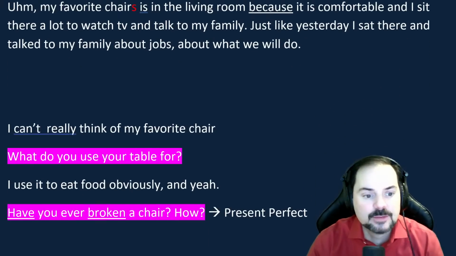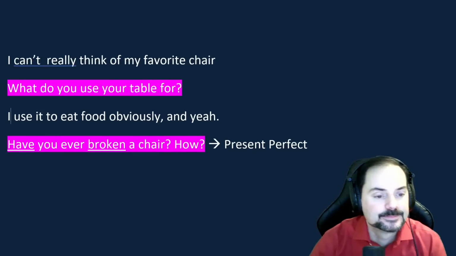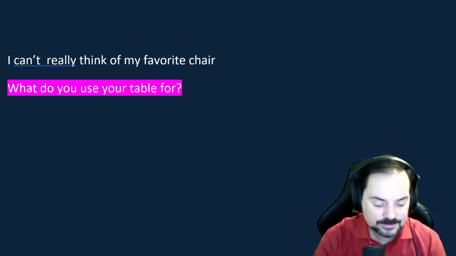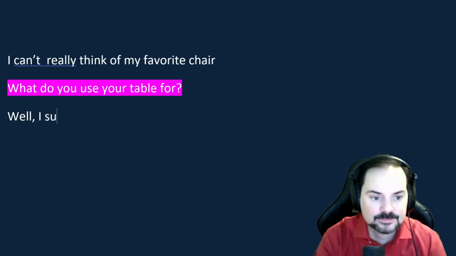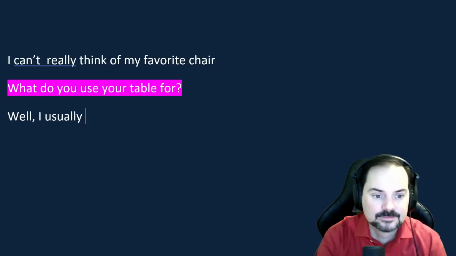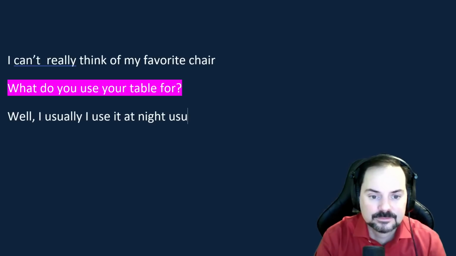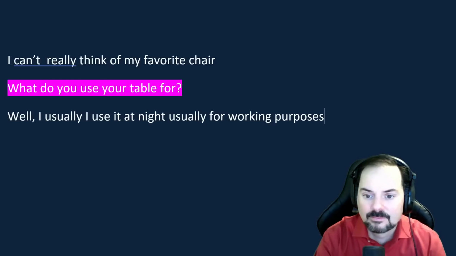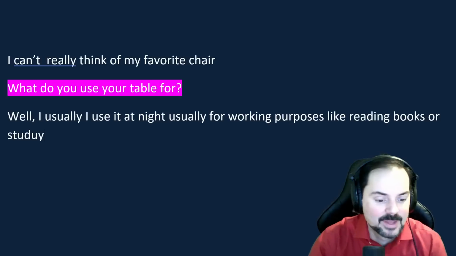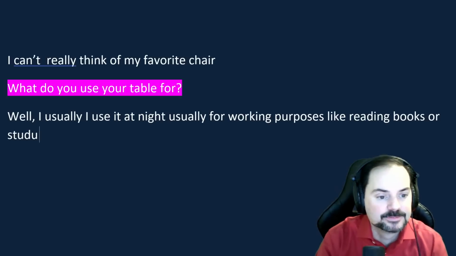What do you use your table for? Usually I use it at night and for working purposes like reading books or writing essays. Just like yesterday, when I wrote an essay, it came out really good due to my smooth and perfect desk. Have you ever broken a chair?